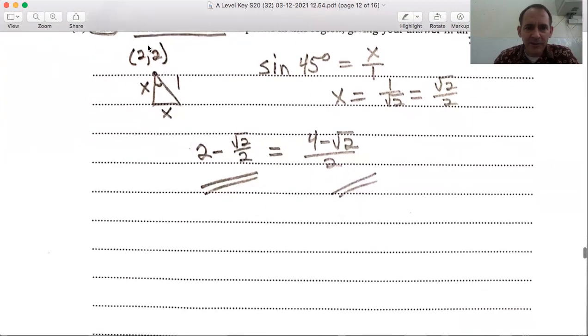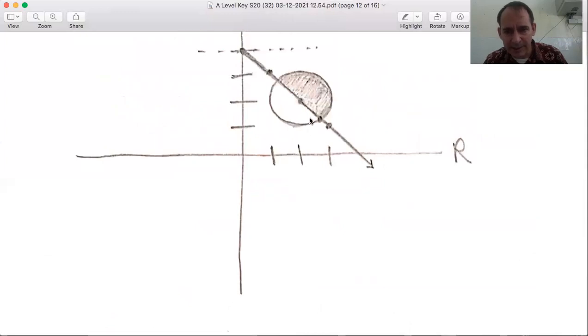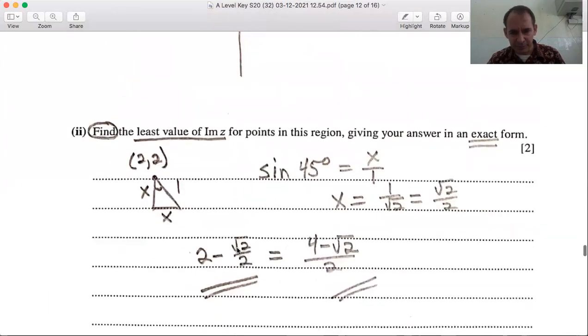So we want this 2 right here, the y-axis 2. And then we're going to come down, we're going to subtract the root 2 over 2. So 2 minus root 2 over 2, or if you combined it as one fraction, 4 minus root 2 over 2, they're both the same thing. This is the exact value for the point right here, starting at 2 on the y-axis and dropping down by root 2 over 2.